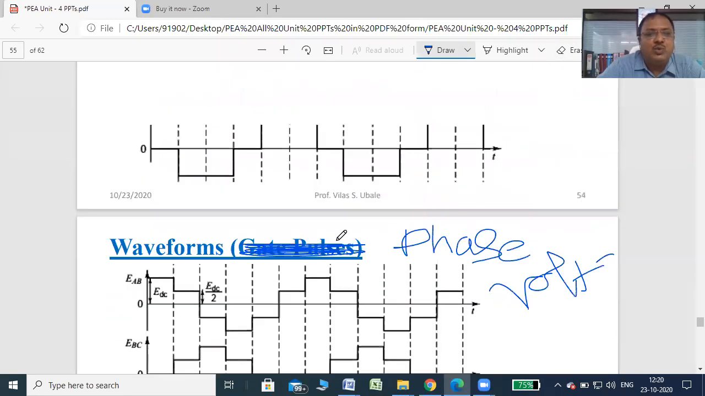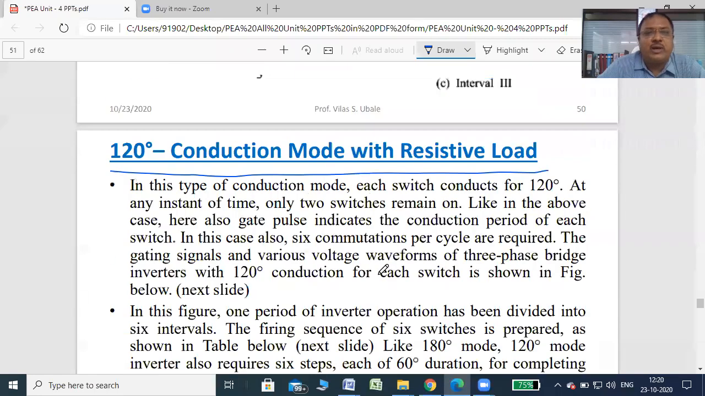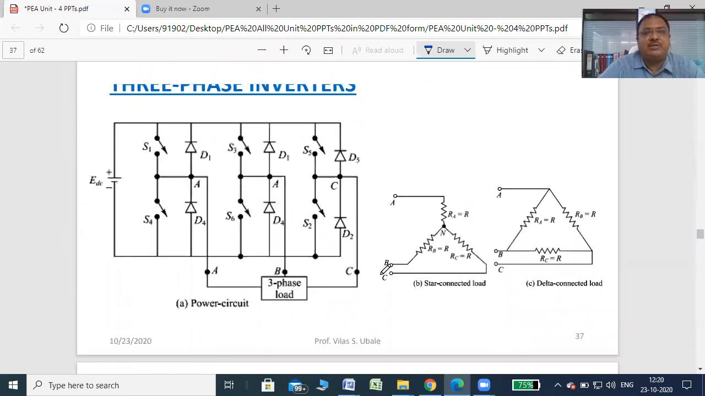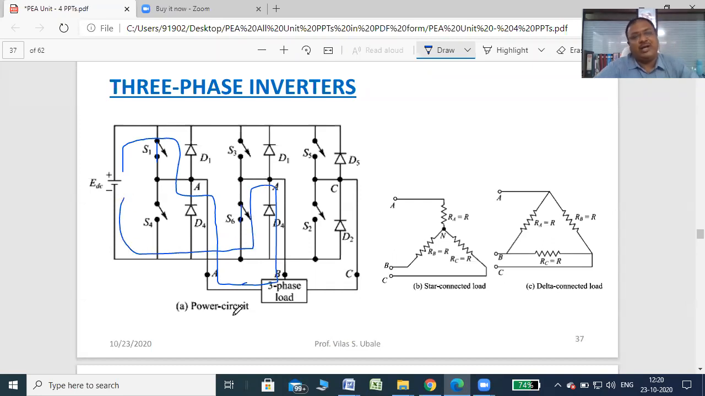Now I'll explain the working with the help of that table and a circuit. You can check in the table S1, S6 is on. So what happens exactly in the circuit diagram, I will show you. The same circuit diagram is used for both 180 and 120 conduction. So S1 is on and S6 is on in the first interval. So current flows from S1, it enters into the load from A, and then it will leave the load from phase B through S6 and go back to the battery. Are you getting it or not?